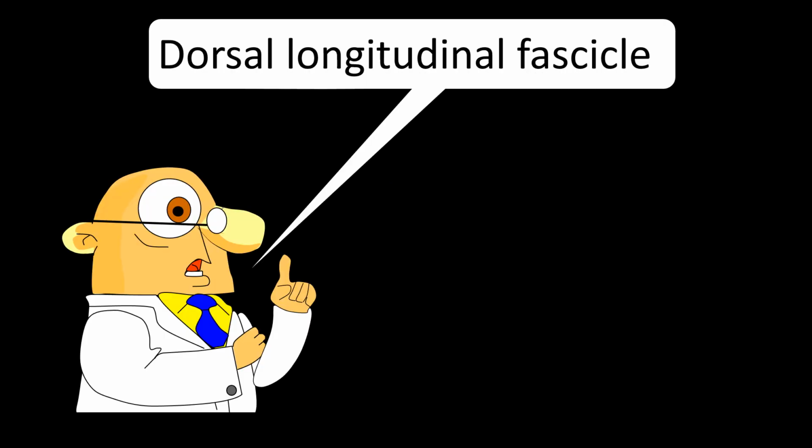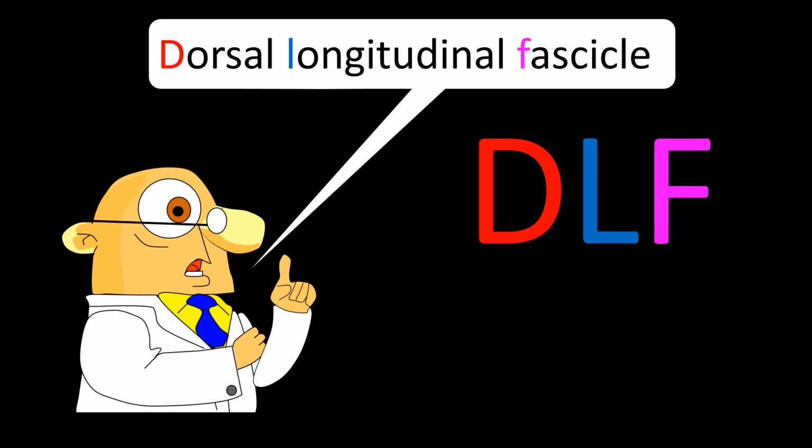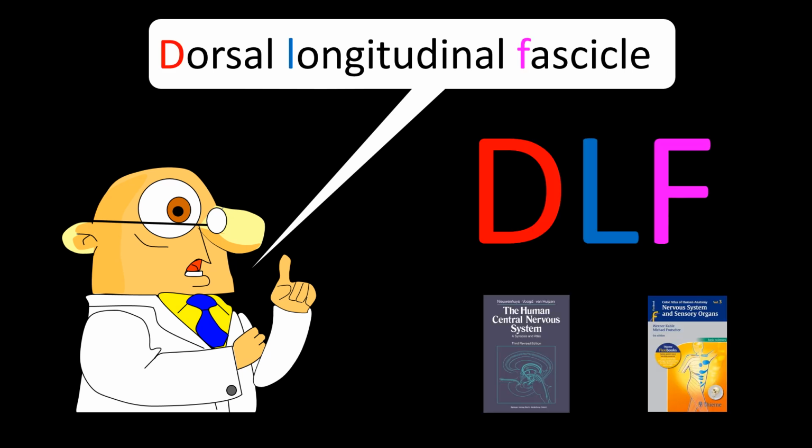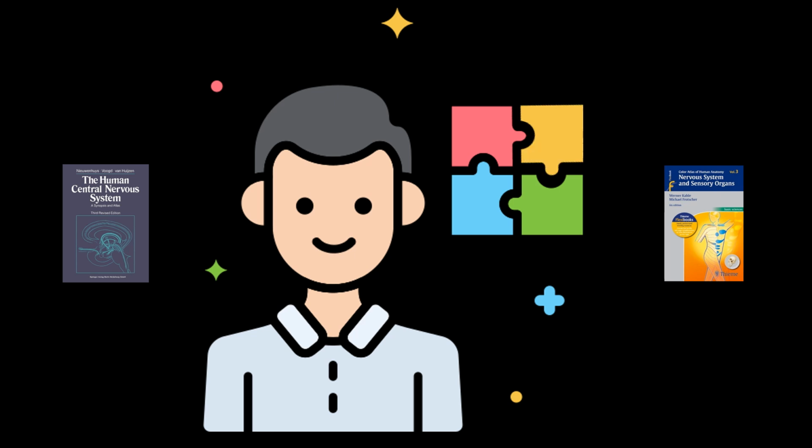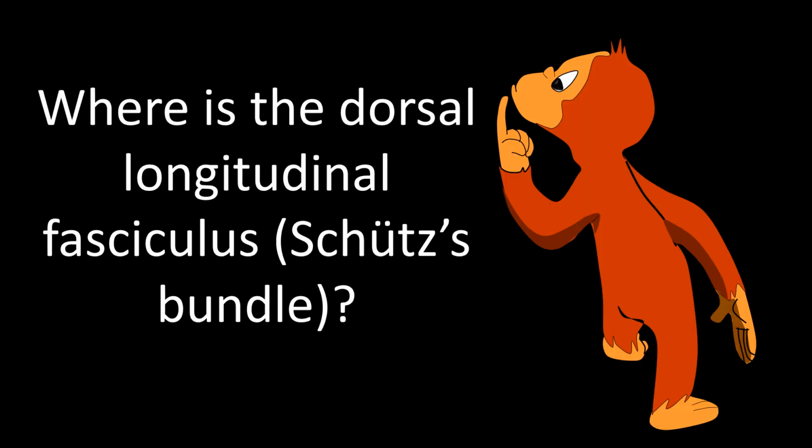During this talk, we will use the term dorsal longitudinal fascicle, or its acronym DLF, when referring to this tract. The description of the DLF that follows is mainly based on these two books. At times, they have irreconcilable differences regarding the constituents of the DLF. In such cases, the best possible effort has been made to bring a cohesive functional and anatomical explanation to light. So first, let's address where the DLF is.